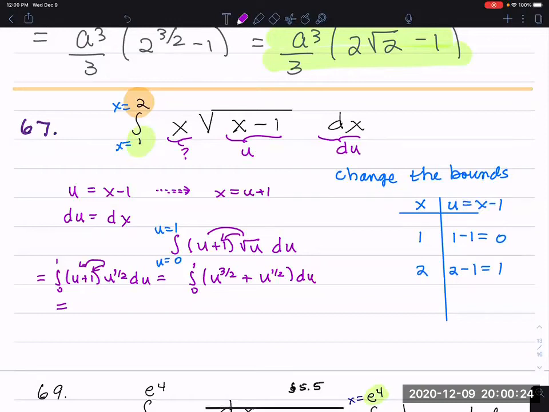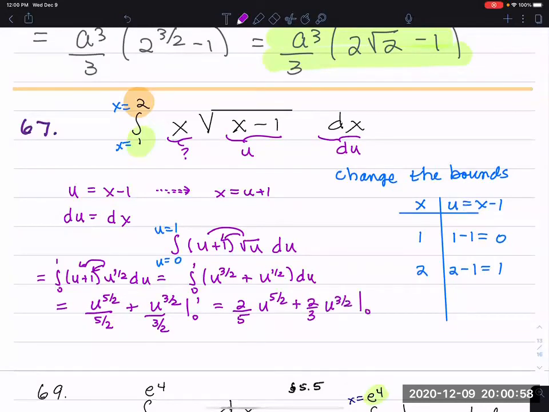And now I use the power rule. I have u to the 3/2. I take 3/2 and add 1 and get u to the 5/2. One plus 1 is 3/2. It's going to be easy to plug in 0 and 1. That's a good part. So 2/5 u to the 5/2 plus 2/3 u to the 3/2, from 0 to 1, and we put in 1.